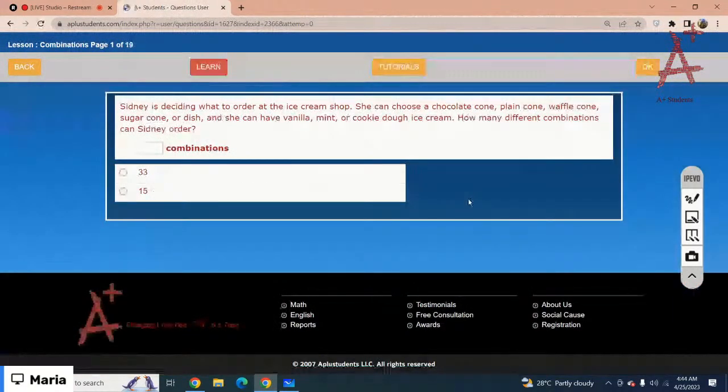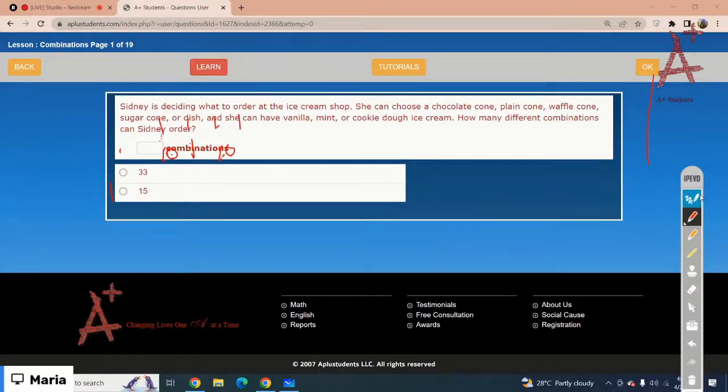Got it? So Sydney is deciding what to order at the ice cream shop. She can choose a chocolate cone, plain cone, waffle cone, sugar cone, or dish. She can have vanilla, mint, or cookie dough ice cream. How many different combinations can Sydney order?